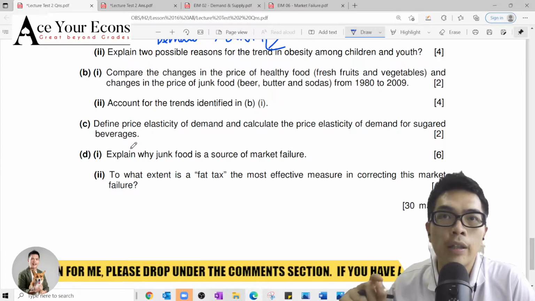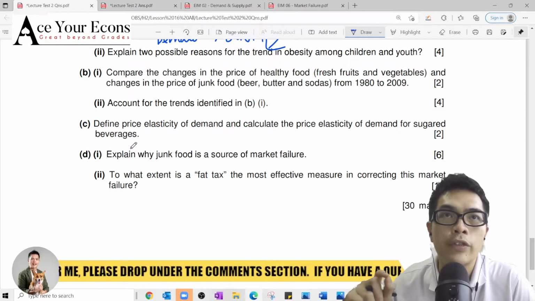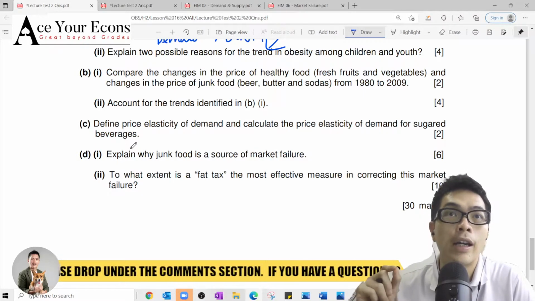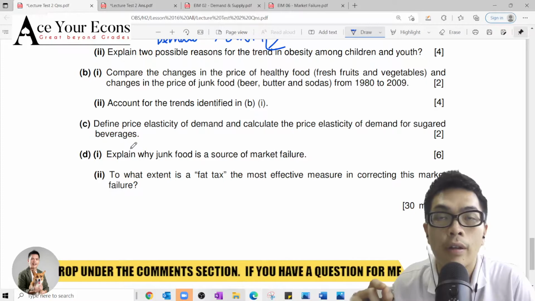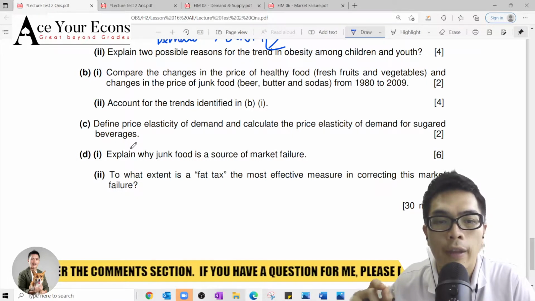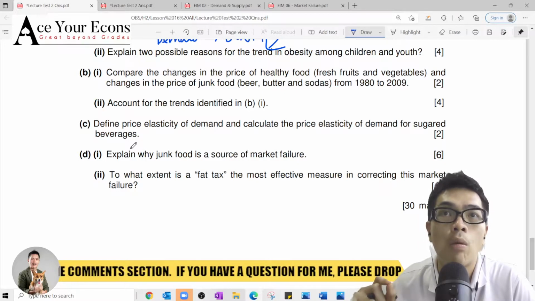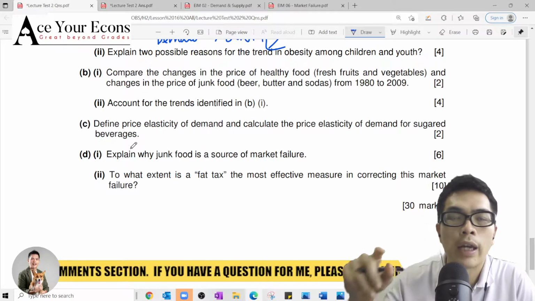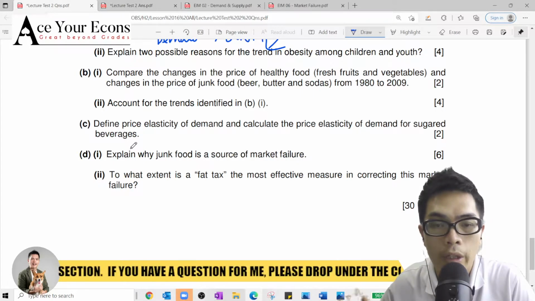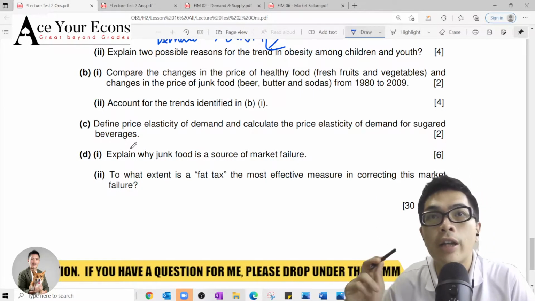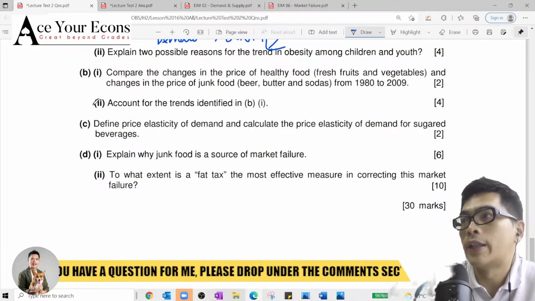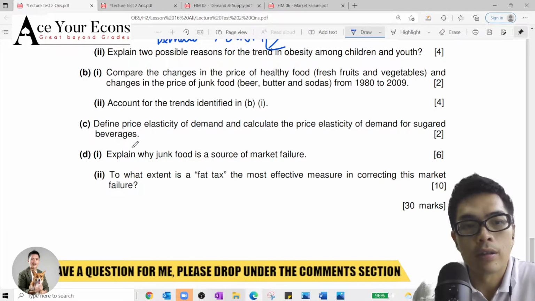It simply tells us that students fail to account for fat tax when they address junk food, when they identify the source of market failure for junk food, which I will address in a short while. Why is there a need to look at these two questions as a whole? So I'd like you to quickly type out what is the source of market failure that you have identified earlier on. Type it out now, quick.